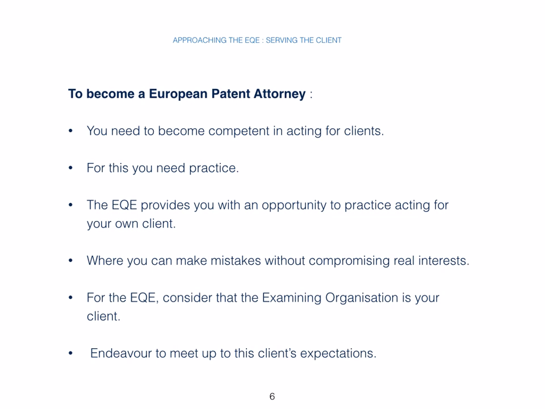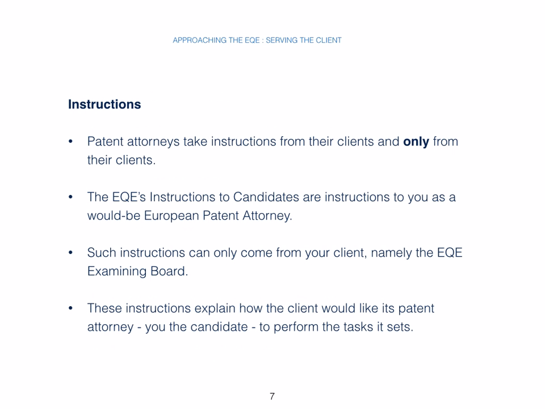For the EQE, then, we're going to consider that the examining organization is your client, and we are going to endeavor to meet up to this client's expectations, and we act for the client as a function of the client's instructions. So we will now turn to the subject of instructions.